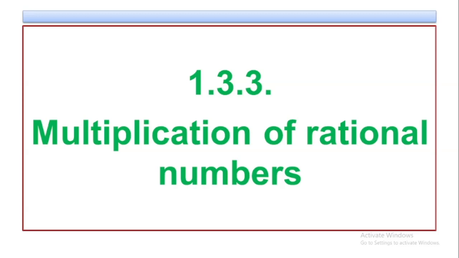In the previous lesson, we discussed how to use addition and subtraction, the two operations on the set of rational numbers. In this lesson, we discuss how to use multiplication on the set of rational numbers.